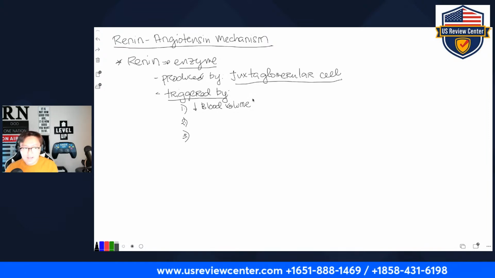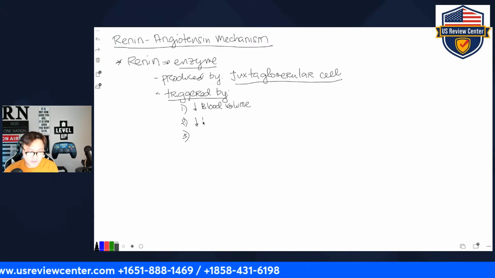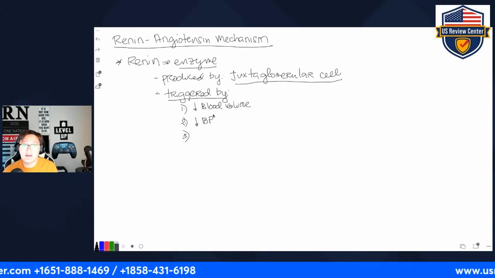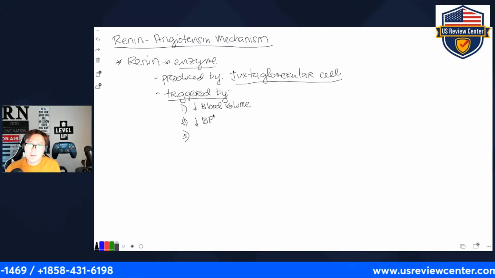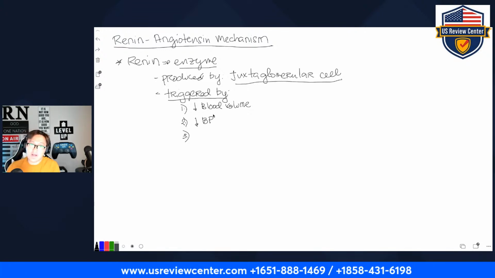renin. Okay. Second factor that can trigger release of renin is a decrease in the blood pressure. So if you're hypotensive, okay, if you're hypotensive, it can trigger release of renin. Now, why is the patient hypotensive here? Again, there are a lot of factors or conditions that can cause hypotension.